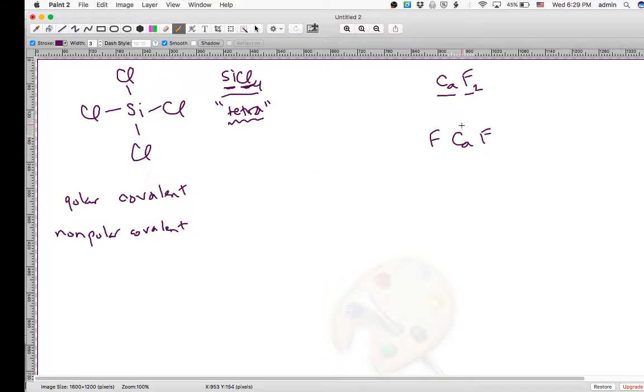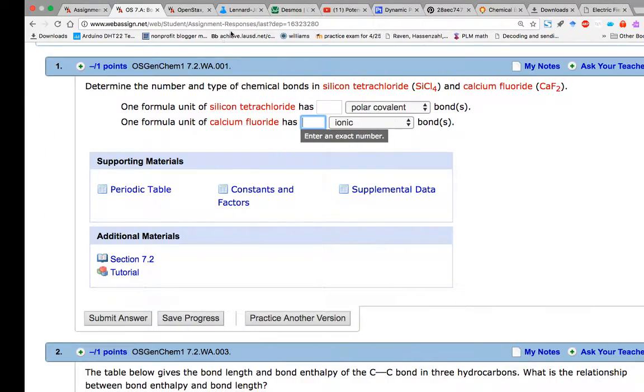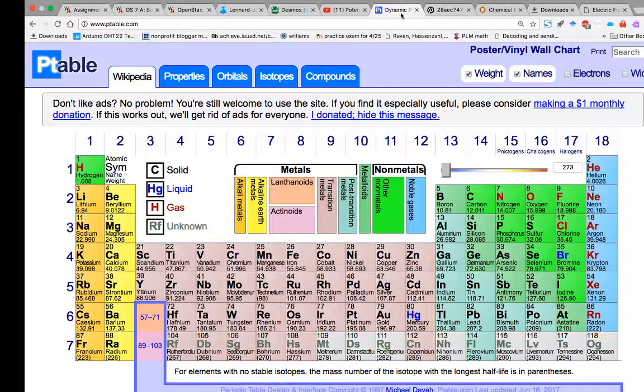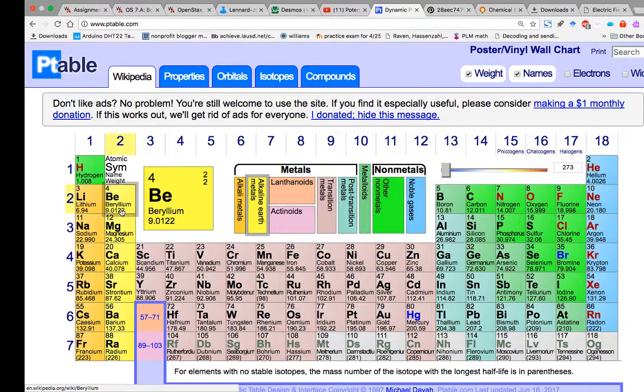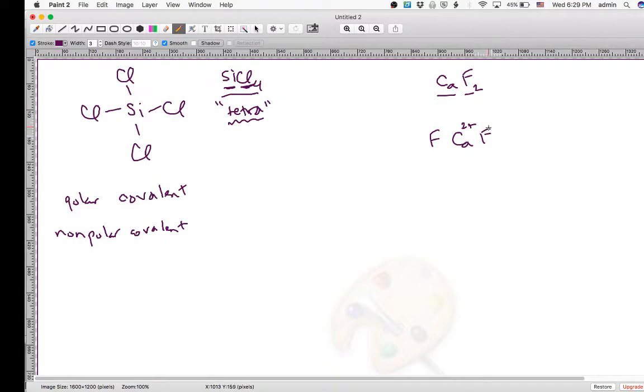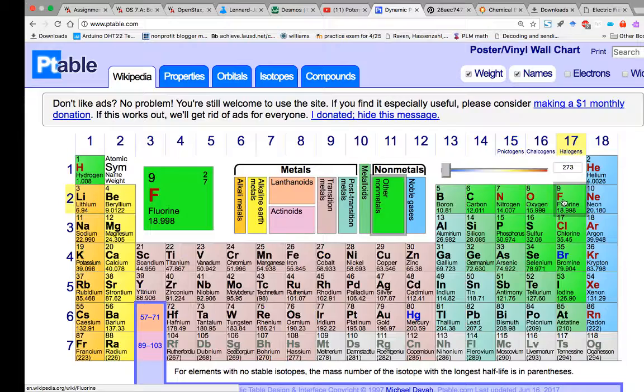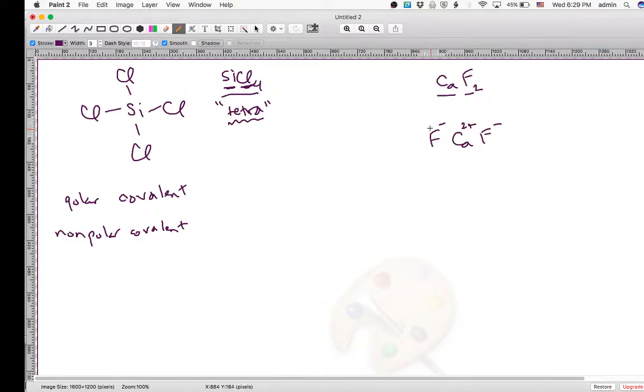So calcium is a 2+ ion, and you know that by looking at the periodic table. Here it is. Calcium is in group 2 here. Fluorine forms the 1- ion fluoride. And you know that because fluorine is here. It is only 1 step away from the right. 1 step, that means 1 negative charge. So fluorine becomes fluoride with 1 negative charge.